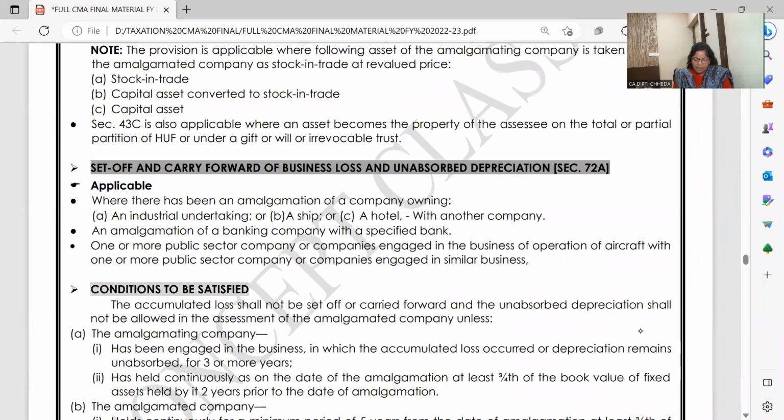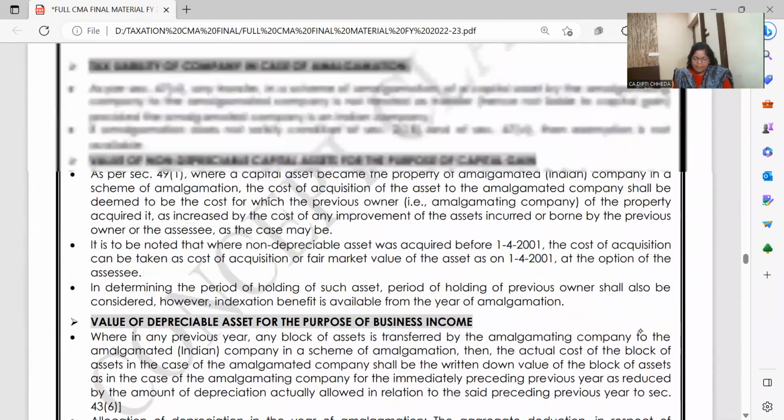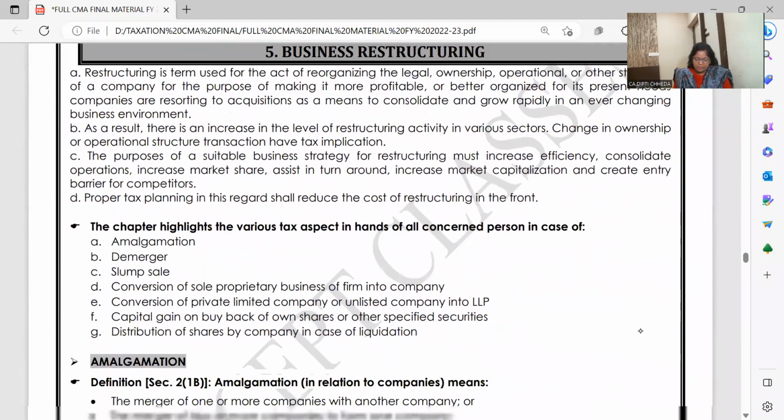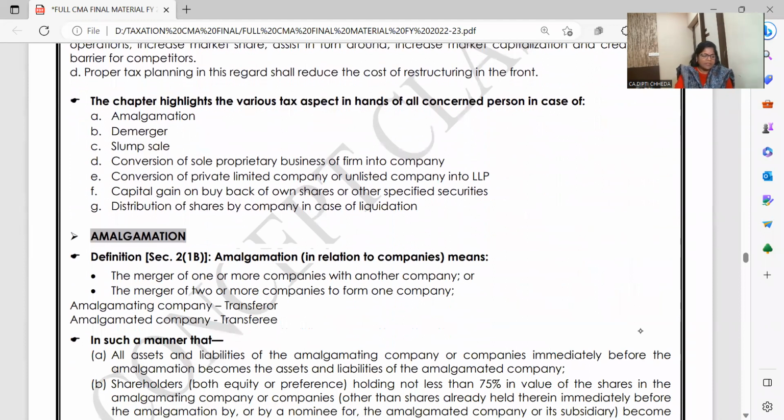ये देखो, सबसे पहले आपको क्या पढ़ाया? Amalgamation. Business restructuring. We did amalgamation related problems. That if two companies are merging, until now I was a shareholder of Star. Now I'm a shareholder of Star and Moon. So at what cost I will get, how I will sell, when the capital gain, demerger, splitting, yesterday's class, slump sale we have done. These two you can combine.